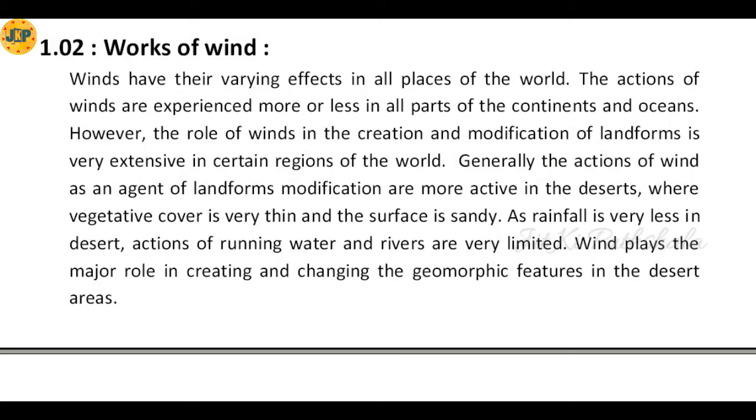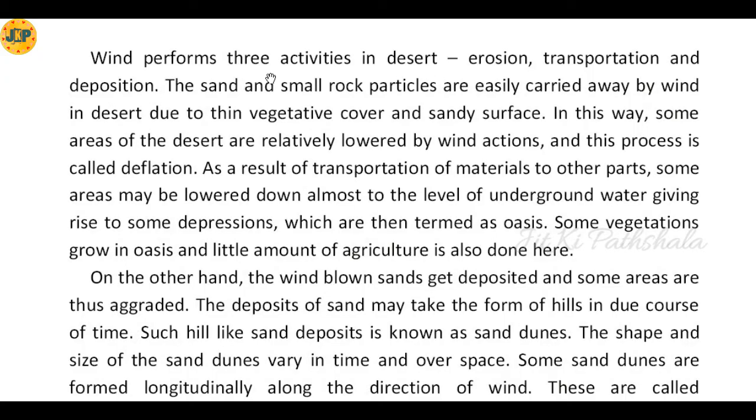As we came to know, the amount of rainfall is very less in the desert area, so the changes in the geomorphic features in the desert area occur with the help of wind, not by running water. That means most of the changes in the geomorphic features that occur in the desert area are because of the wind. Wind performs three activities in deserts. So let's see the different works performed by the wind. The first work is erosion, then it comes transportation, and finally it is deposition.